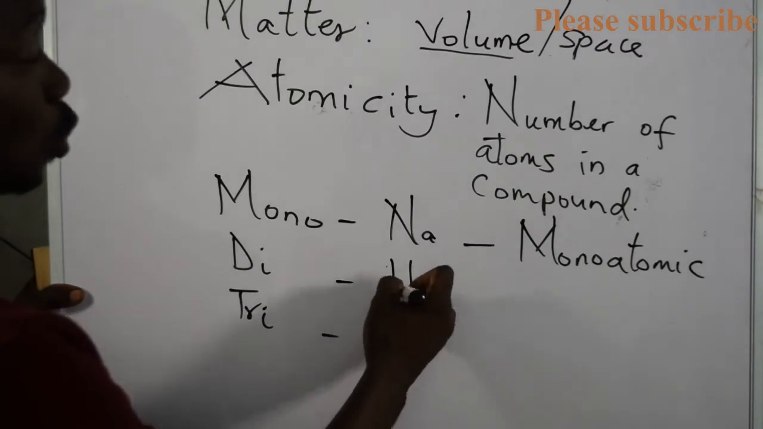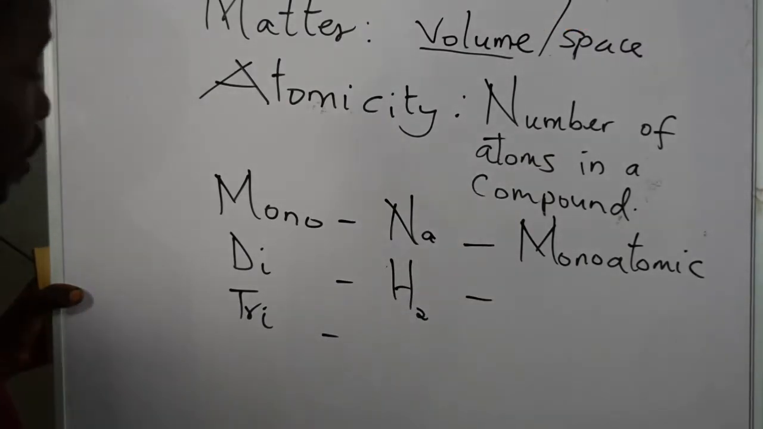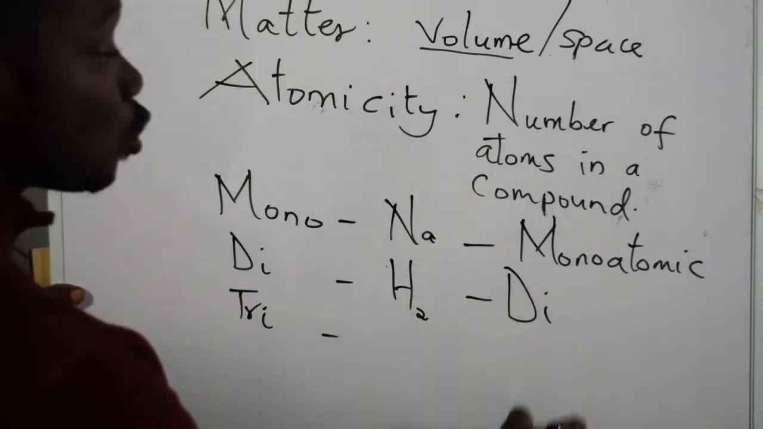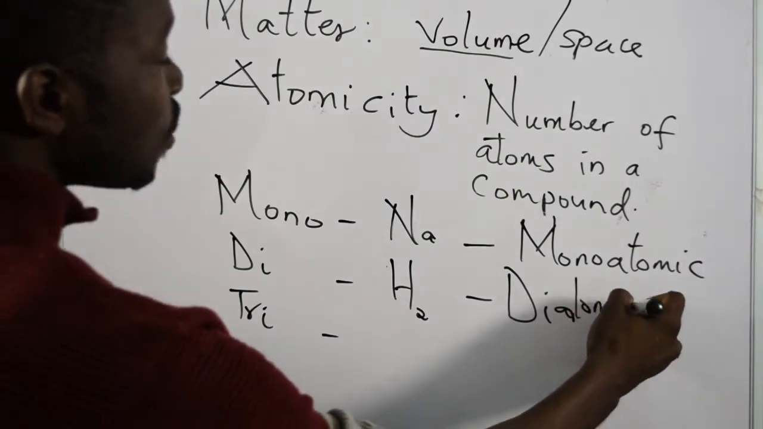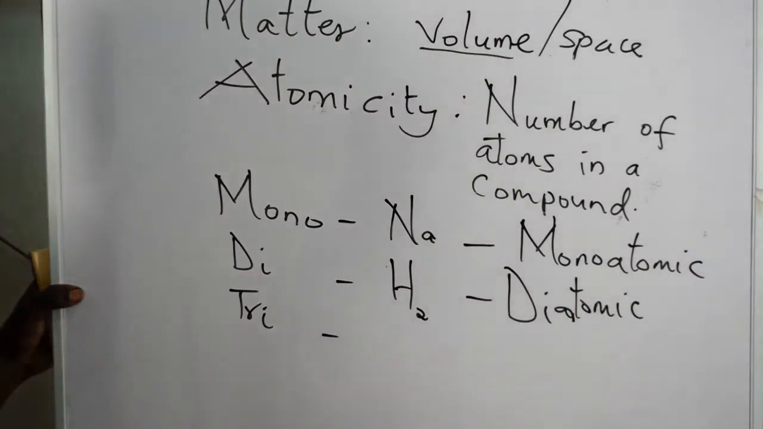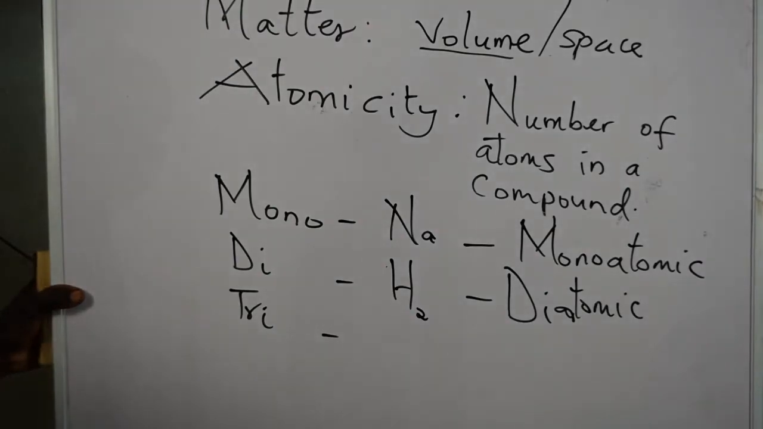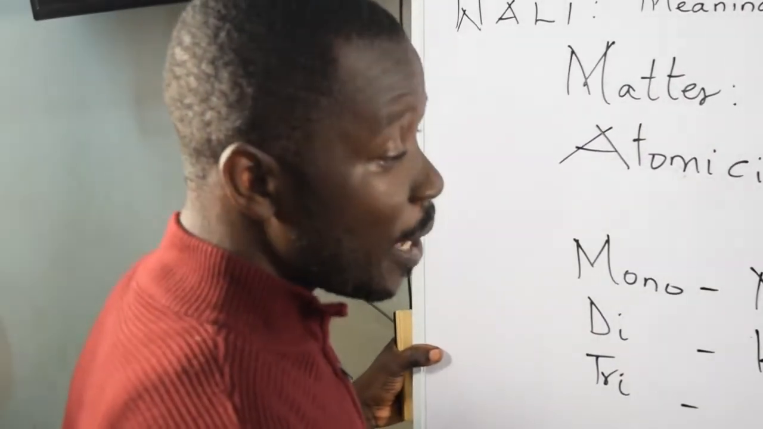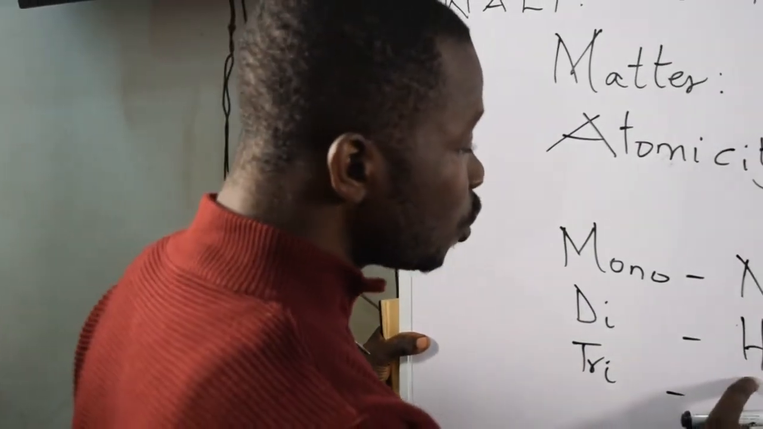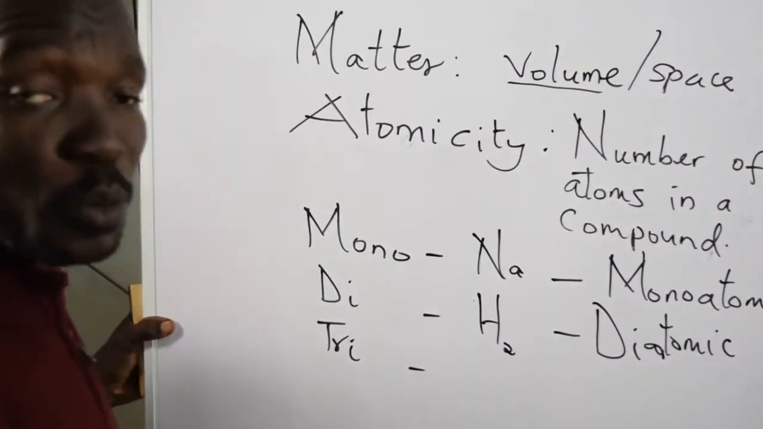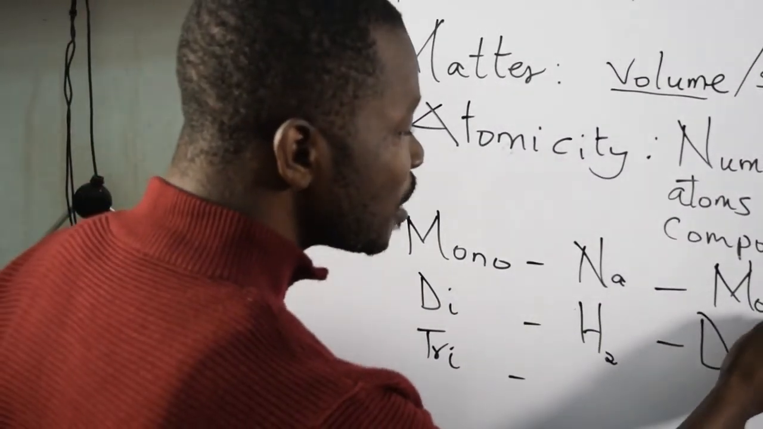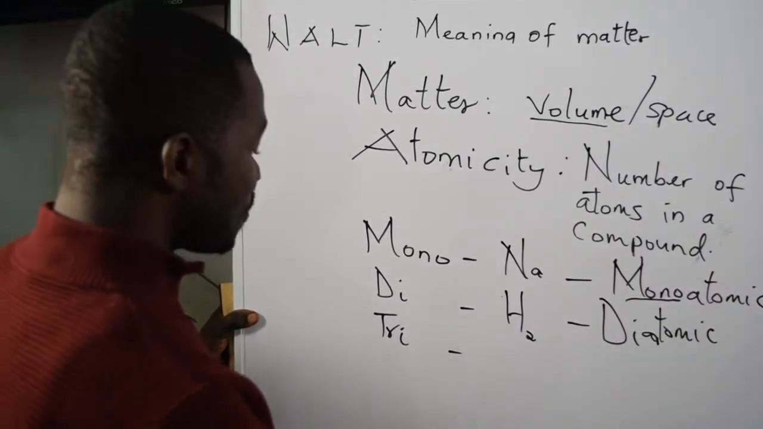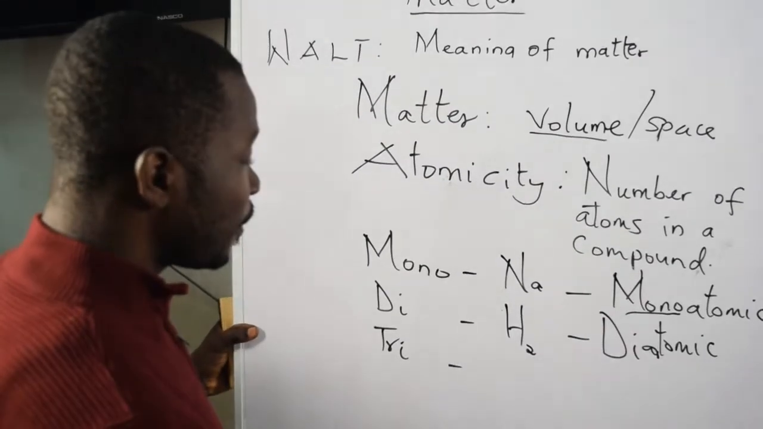If I give you H2, then of course the description is di. Di means two. Diatomic. Don't forget these things. In the WASSCE past questions, they're asking them to define diatomic: simply a compound or an entity that contains two atoms. You don't need to memorize this. Monoatomic: mono means one, so an entity that contains one atom. Then tri. I can give you an example.